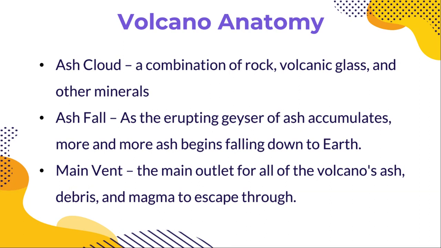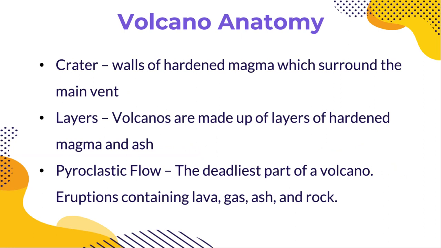The main vent is the main outlet for the magma to escape. Under pressure, the magma in the chamber can rise up the main vent, which is the central tube through the volcano. Secondary vents are smaller outlets through which magma escapes. Craters are the steep-sided walls made of hardened lava that surround the main vent. Layers of ash and cooled lava are typical of composite volcanoes.